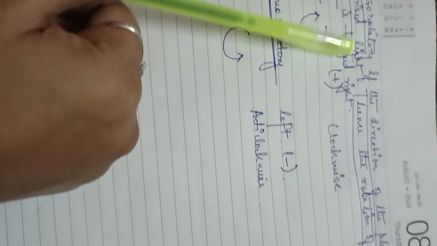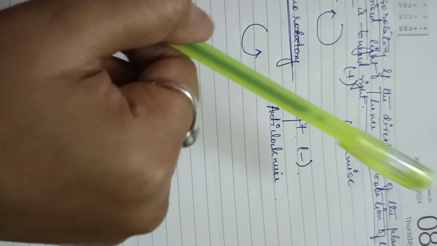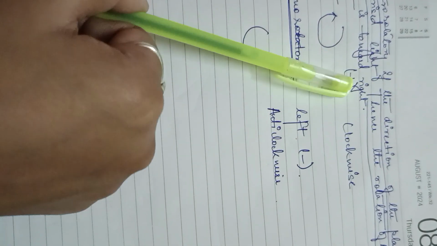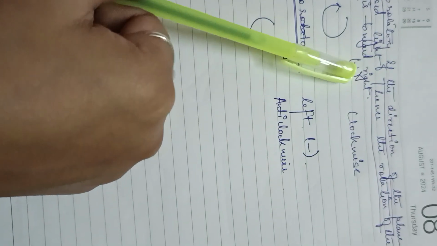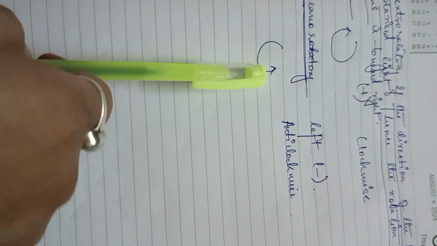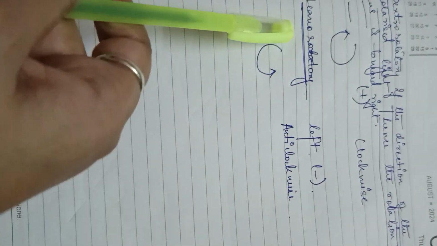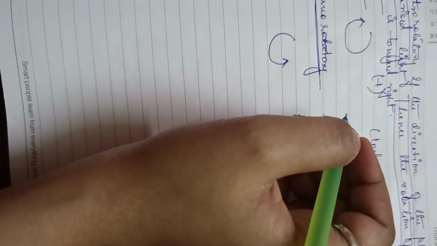So if the direction of the plane polarized light, or the rotation of the lens, is towards the right, in the clockwise direction, denoted by positive, it is dextrorotatory. The opposite is levorotatory, towards the left. It is denoted by small d and small l. Do not mix it up with capital D and capital L. What is capital D and L?